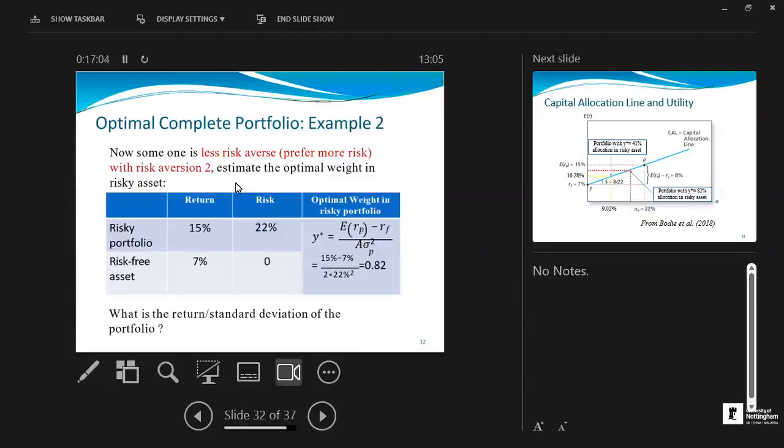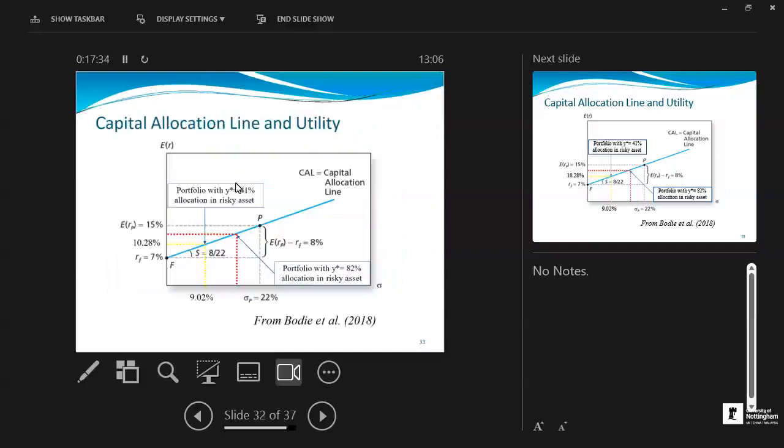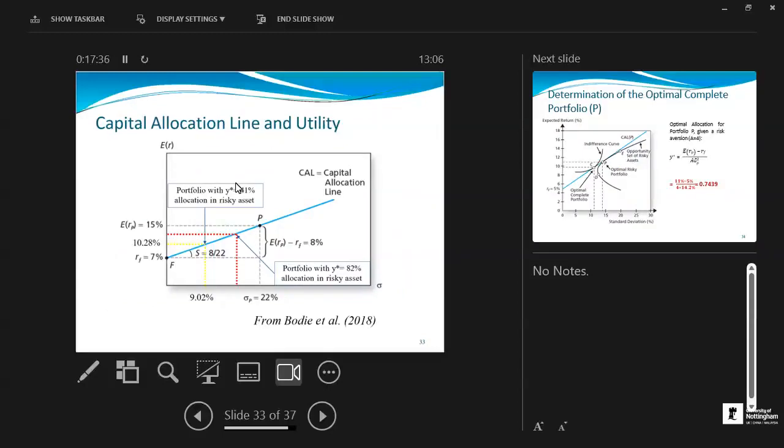Okay, so which one is correct? 41% or 82%? Anyone? Which one is better, 41% or 82%? Anyone? Yeah. It doesn't matter, right? Because it depends upon individual risk preference. Very good. Okay. Good.